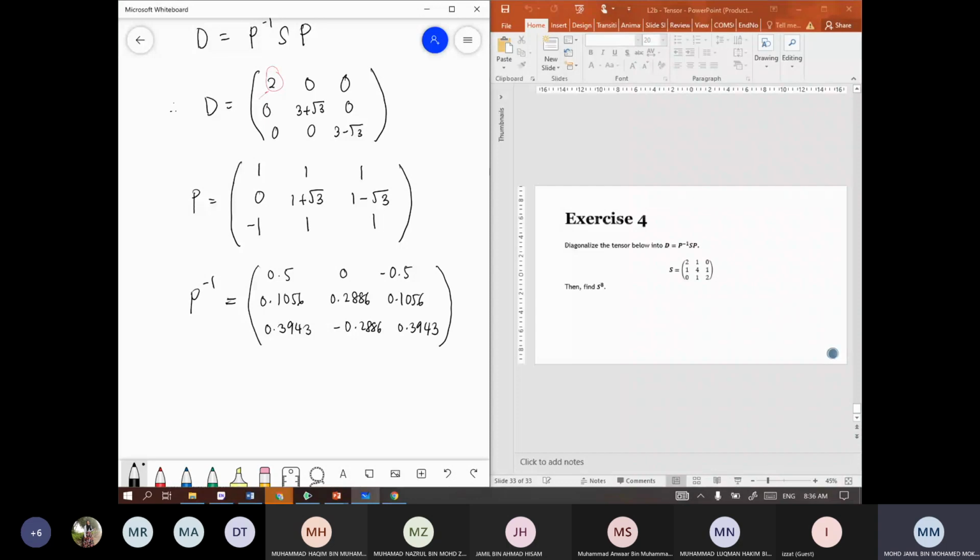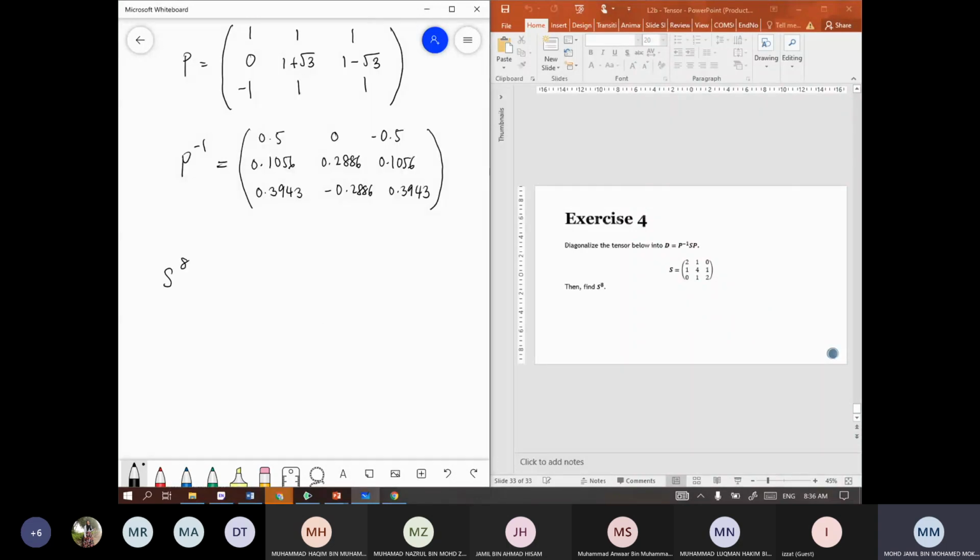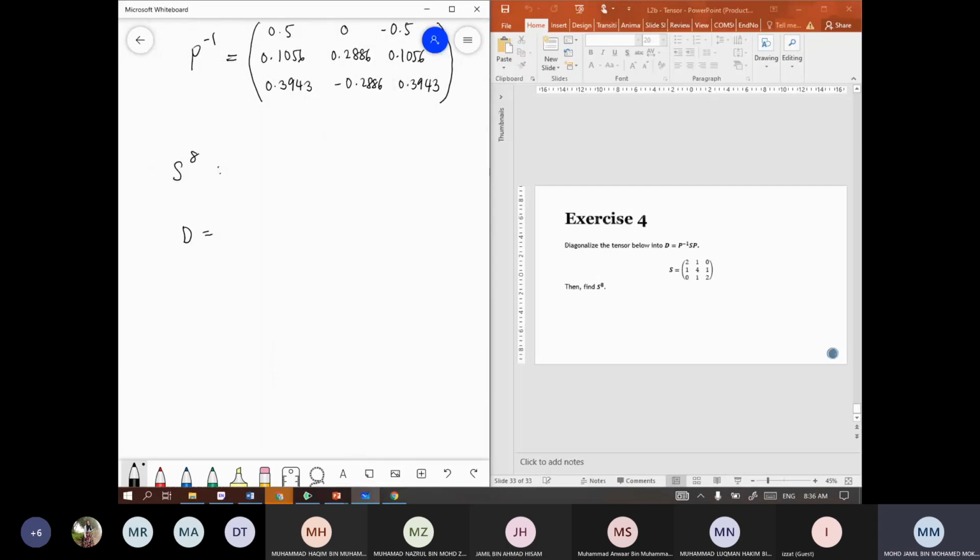Okay, then the question asks you to find S power of 8. So we know that D equals P minus 1 S times P. So rearrange this, you get S equals P times D times P minus 1. So basically you multiply with P here to cancel out, to make sure this becomes identity, and then times P inverse in the front to get identity. So when you multiply this, then you multiply on the left hand side as well.